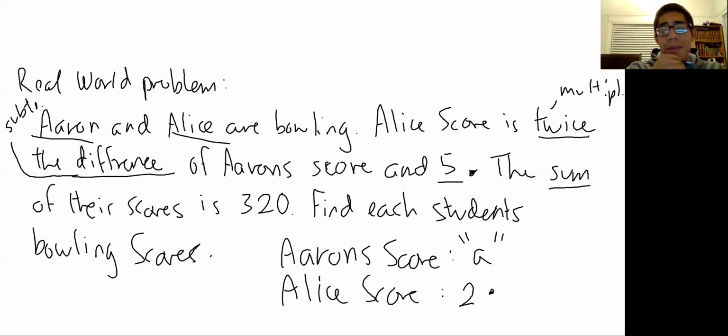score and 5. Now, if you notice, we can't just double Aaron's score and subtract 5. That's not what it's saying. It's saying the difference of Aaron's score and 5. That means that whatever Aaron's score is, remember we represented by A, we're going to have to subtract 5 from that before we multiply by 2. Why don't we go ahead and show this in another screen, right?